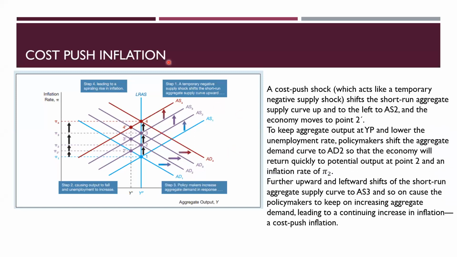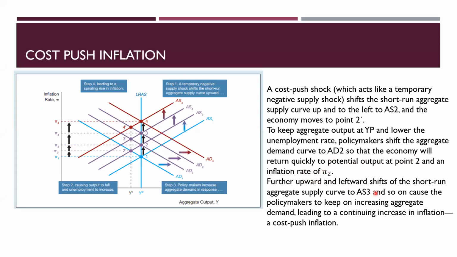So a cost push shock, which acts like a temporary negative supply shock, shifts the short-run aggregate supply curve upwards to the left to AS2, and the economy moves to point 2. To keep aggregate output at YP and lower the unemployment rate, policymakers shift the aggregate demand curve to AD2, and the economy will return quickly to potential output at point 2 and an inflation rate pi 2.